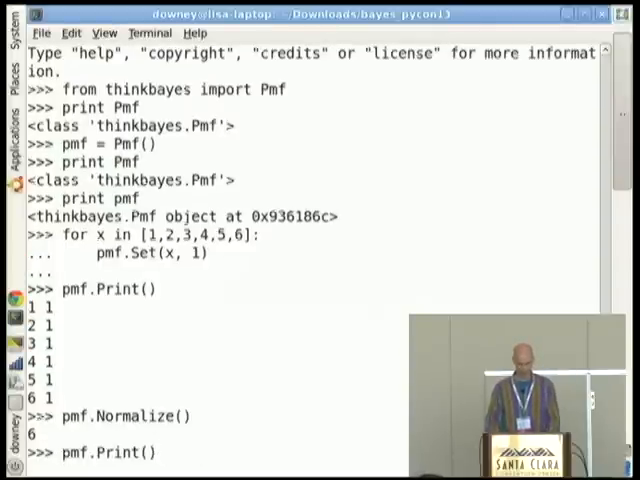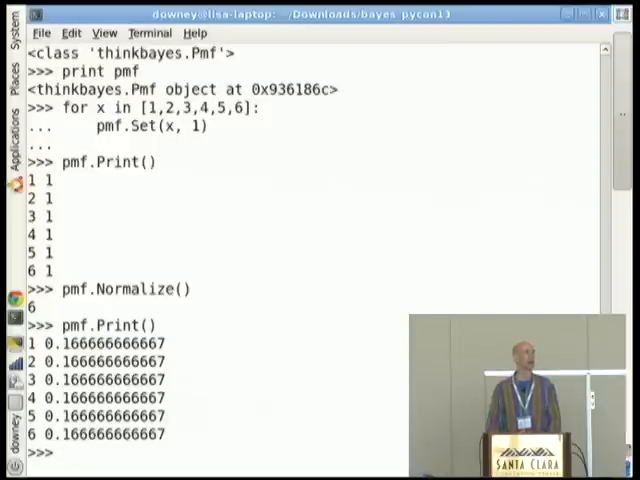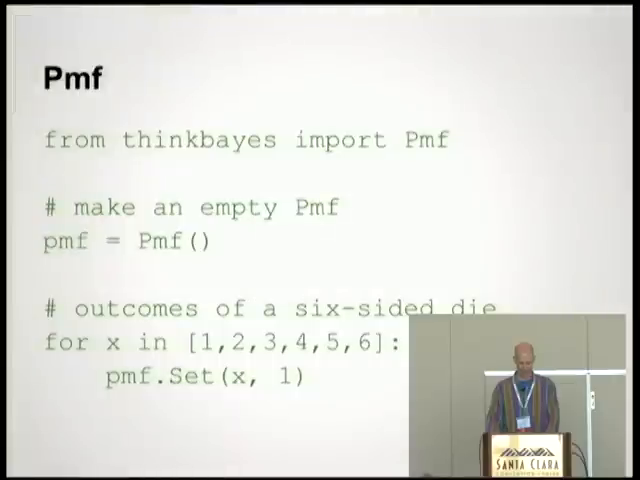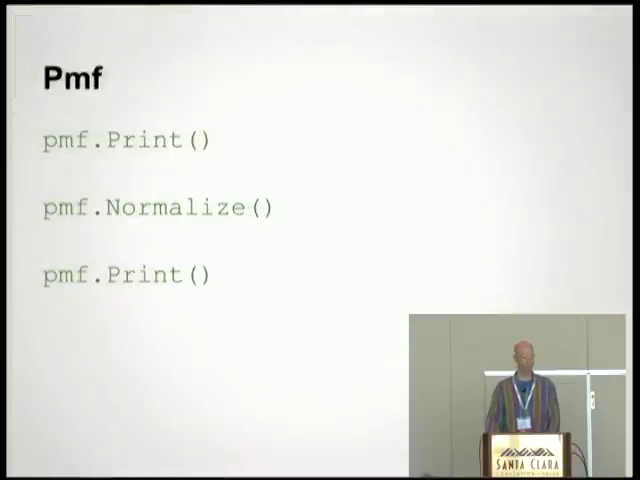So if you run print again, it should come back and tell you, okay, now the probability associated with each outcome is 1/6, or at least it's the floating point approximation of 1/6. So that's that. And that was actually the next slide. So we started out with an unnormalized PMF, normalized it, now it's all set.